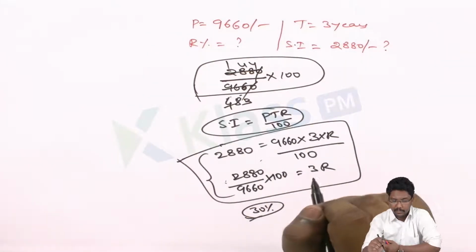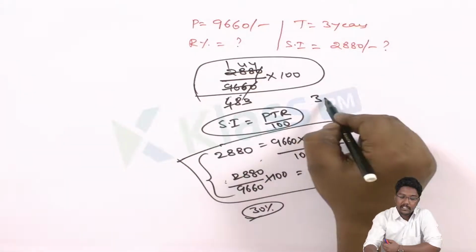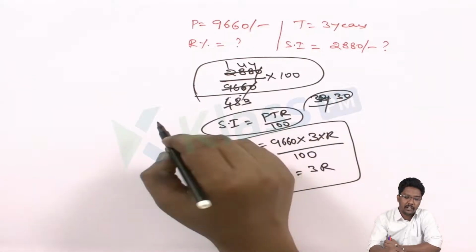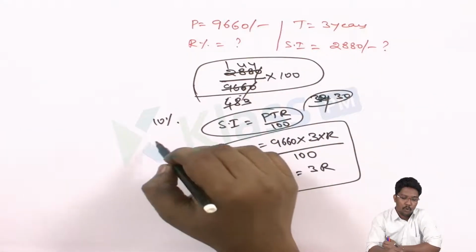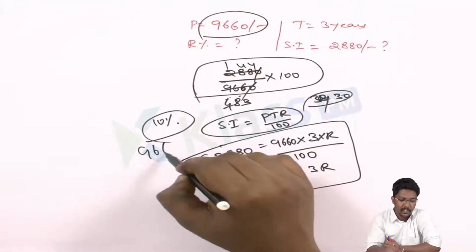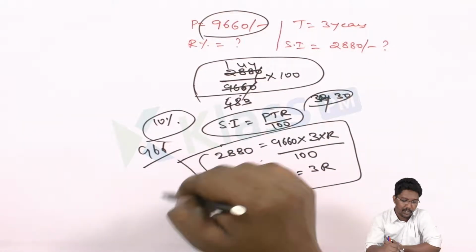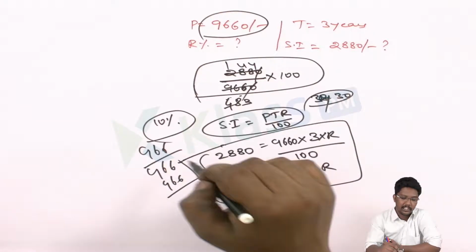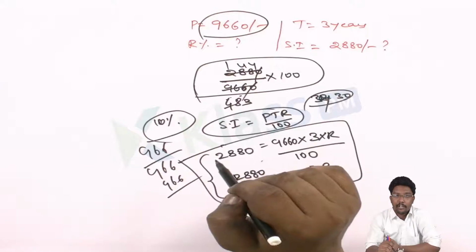Let us consider 30%. So for 3 years it is 30%. Okay, means each year we are taking 10%. What is 10% of 9660? It is 966 rupees. So every year we are paying 966. In this way we have to calculate the rate of interest.